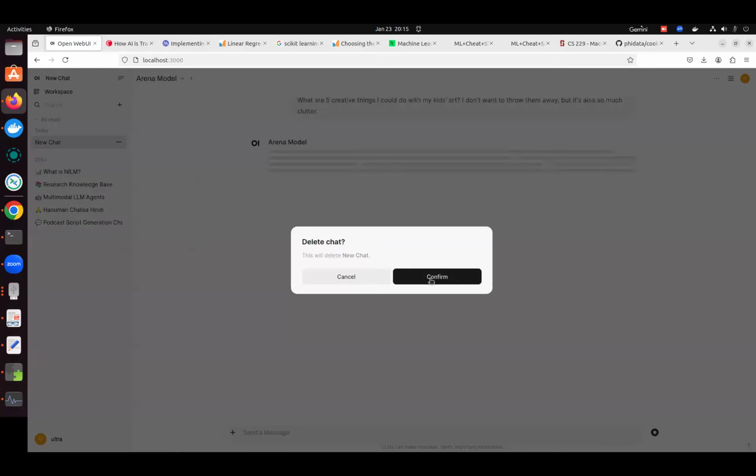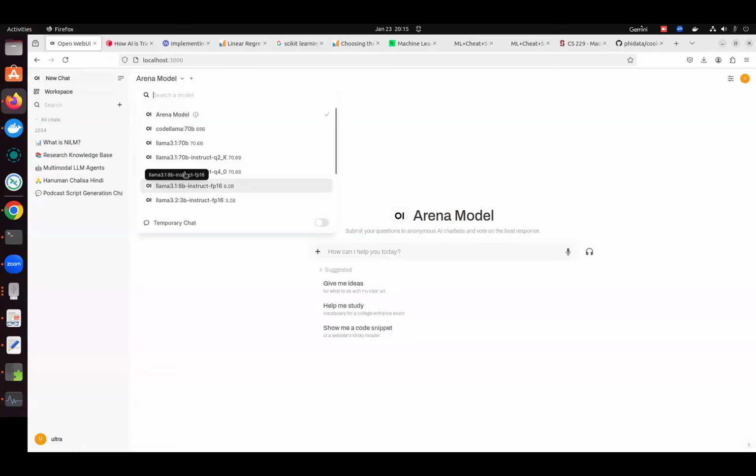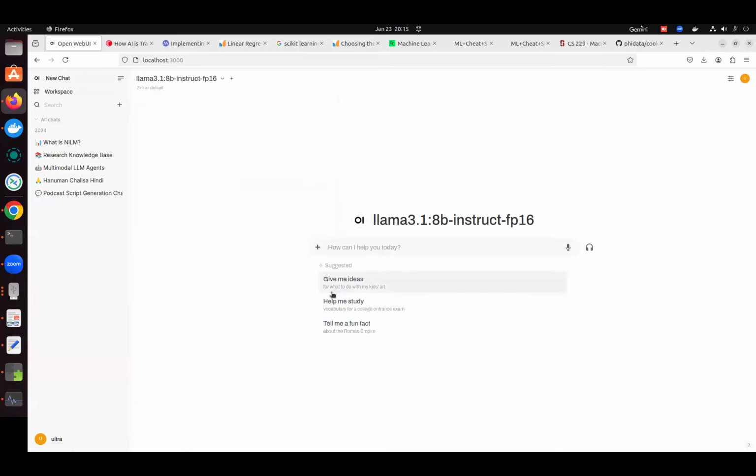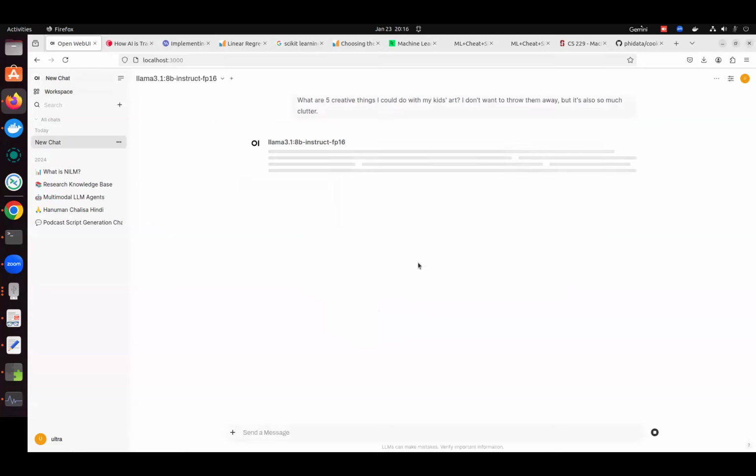Let me pick up a different model, a simpler model. If you observe, this is a Llama 3.1 8 billion parameter model, which is an instruct model with a floating point of 16. Yesterday we spoke, right? There will be quantization of the models while deploying, so you can have int 8, floating point 16, floating point 32. This is actually floating point 16.